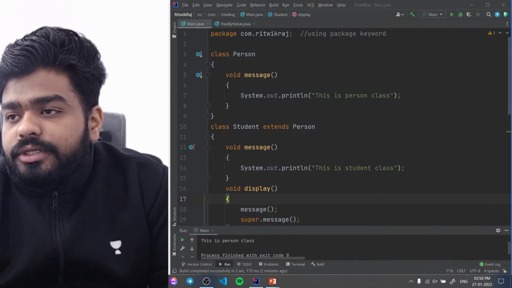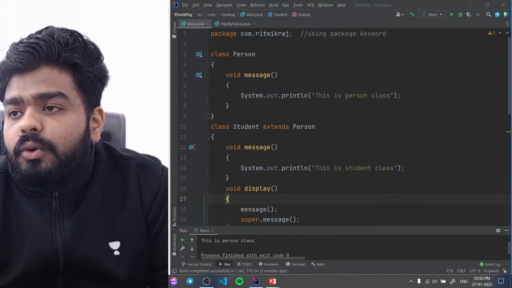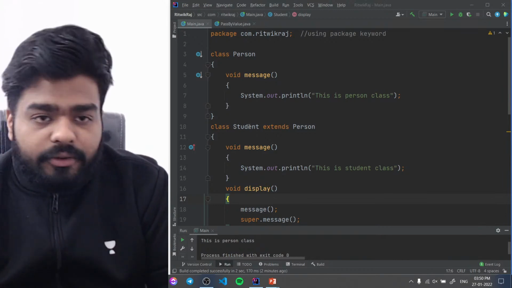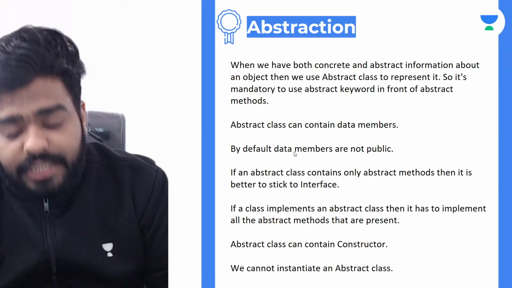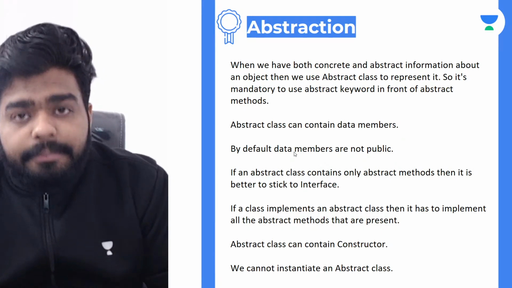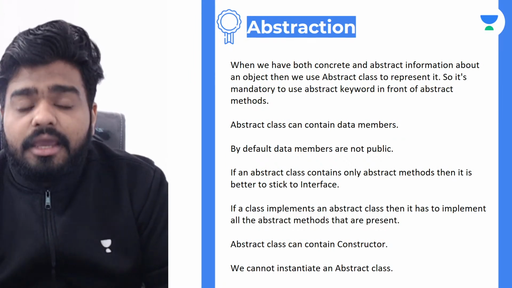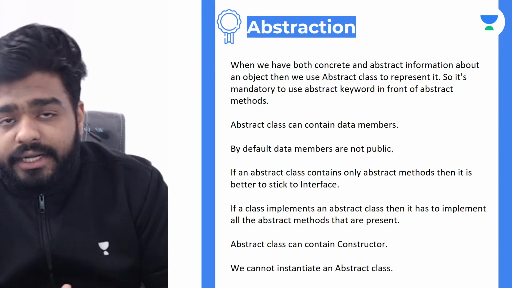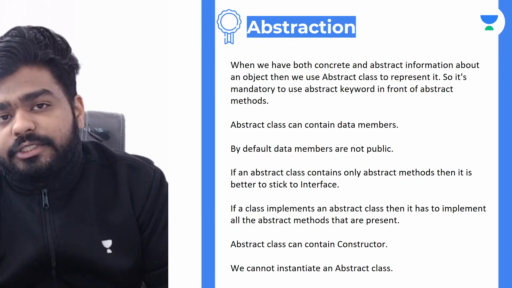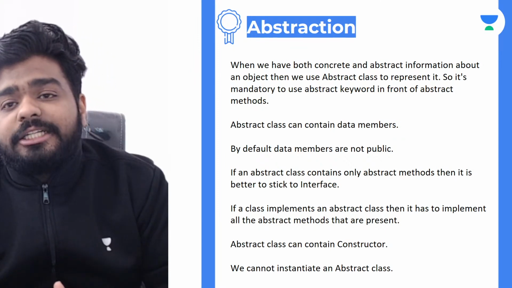I hope there's no confusion in this one. So I'm just going to close all the things for my super. Okay, fine. Now let's come to our abstraction. Because now it is abstraction from which you will understand the rest of the topics. Maybe if you read abstraction, then you will understand how interface works, and then only you can understand how multiple inheritance is done.